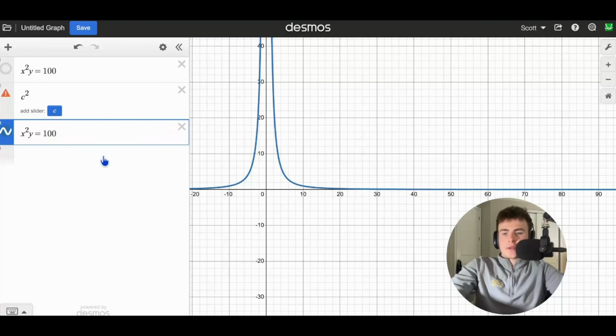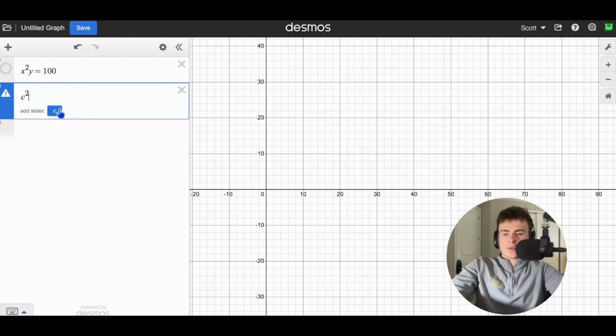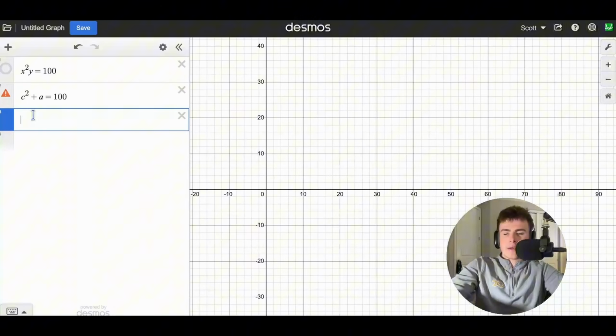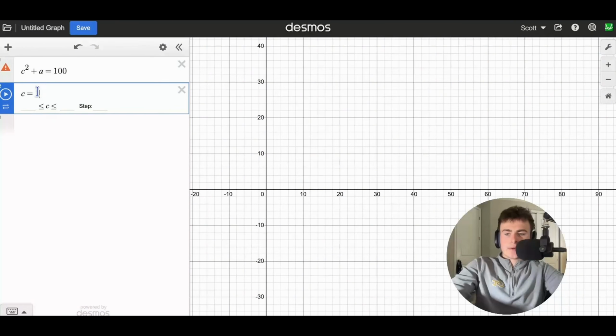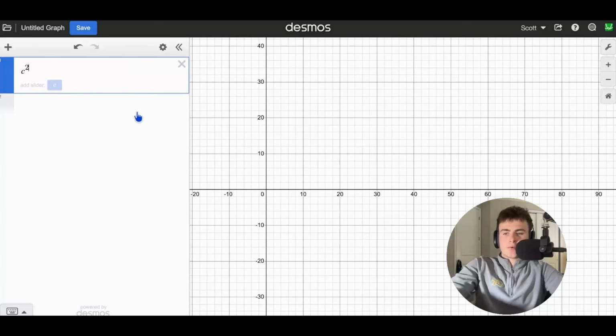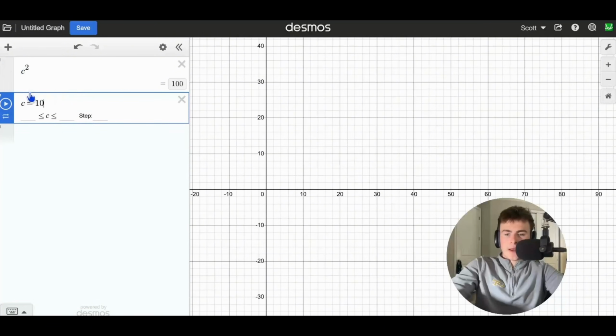Now sliders. Sometimes you'll get a blue box, but if you set it equal to a number, like c squared plus a equals 100 or something, it's not going to show a slider unless you add it manually. So on a new line, you'll have to type in c equals 1. And now basically what a slider does is it assigns this number to this variable in the equation. So for example, let's make a new example, c squared. If you said c equals 10, then it's going to register c as 10, and then it'll solve for this thing. And then sometimes it'll graph it.